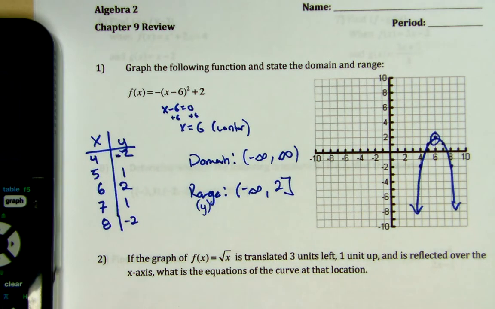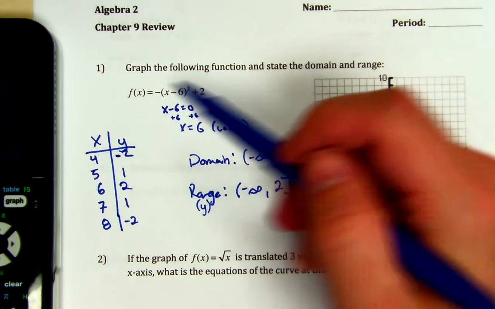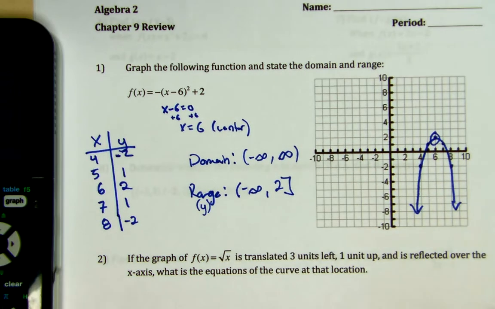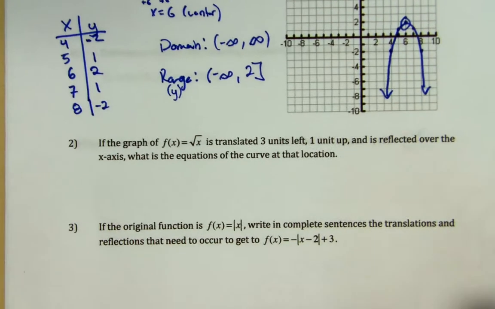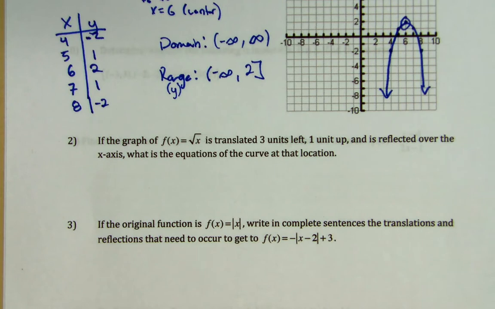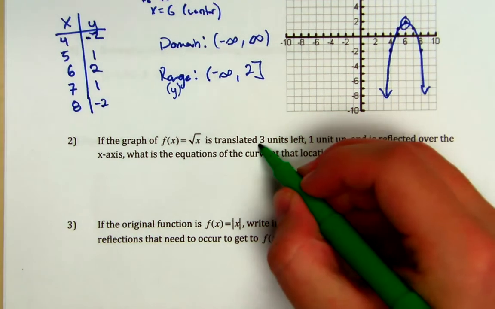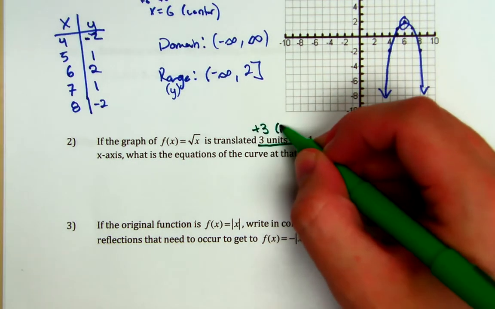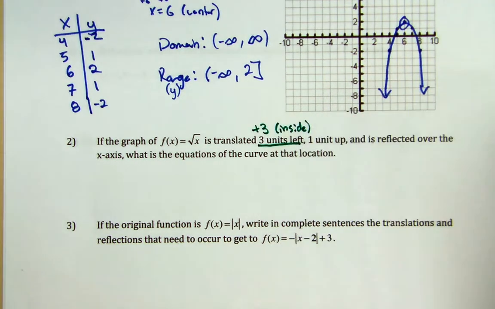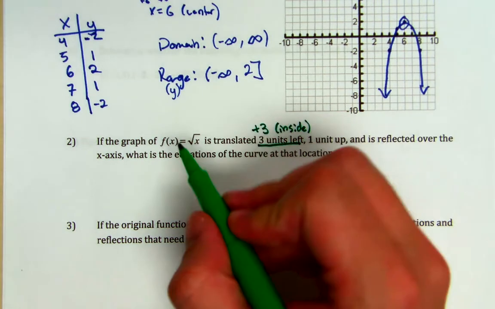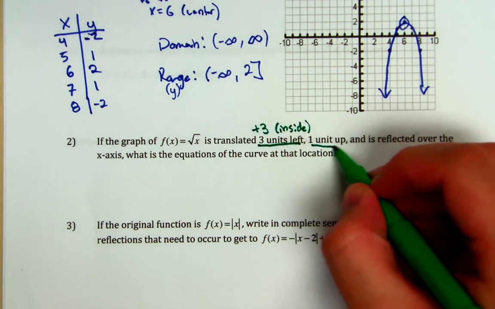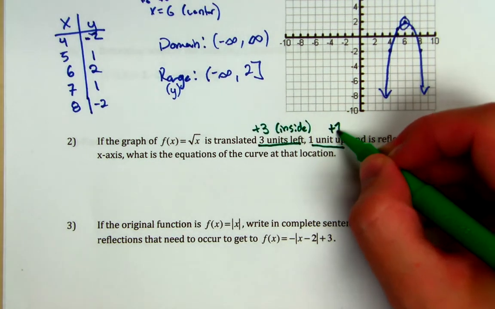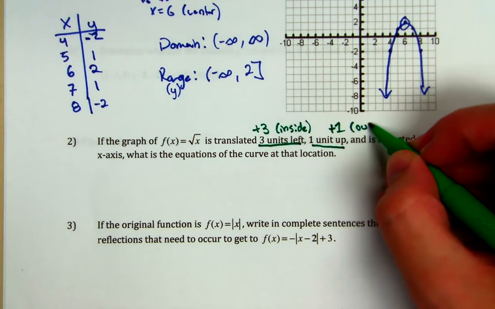Alright, so those are some tips to kind of going through domain range and how to graph. Always basically get a table of some sorts. Alright, if the graph of f of x equals the square root of x is translated 3 units left, remember that that actually is going to be plus 3, and that's the thing that goes on the inside of your function. So that's going to go in the square root. 1 unit up, that remains the same, plus 1, and that goes outside.